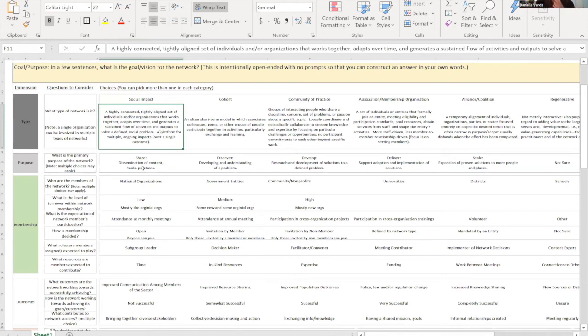So around purpose, again, we have categories that you can pick many of, and it may be all of them, but we do want you to just articulate it and have shared language with your network around what you're trying to be. The whole purpose here is understand where you are trying to go, and then you can get there. So around purpose, we have share, discover, develop, deliver, or scale as options.